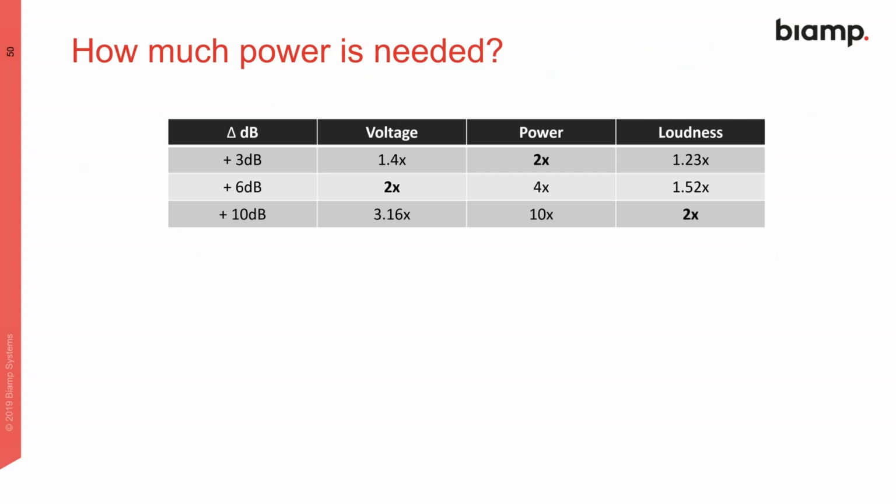Here's a quick look at how voltage, power in watts, and loudness interrelate. We've got the change in dB on the left. A 3 dB change needs twice the power. So we go from 300 watts to 600 watts, or from 500 watts to 1,000 watts, or 10,000 watts to 20,000 watts. Any of those will give you a 3 dB change. Your voltage is doubling every 6 dB, and your loudness is doubling every 10. So a 10 dB change is twice as loud in perceived volume.